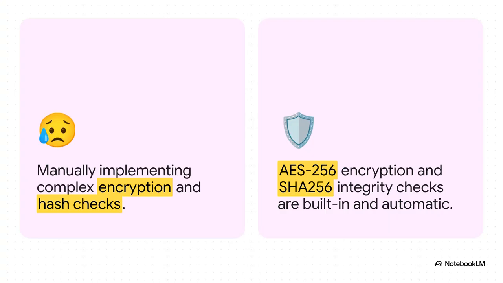First up, security. Let's be real. Trying to roll your own encryption to stop cheaters is a nightmare. You could spend weeks on it, or you could use SaveData Pro. It's got industry-standard AES-256 encryption and even SHA-256 integrity checks to make sure the file hasn't been tampered with, and it's all just on by default. You don't have to do a thing.